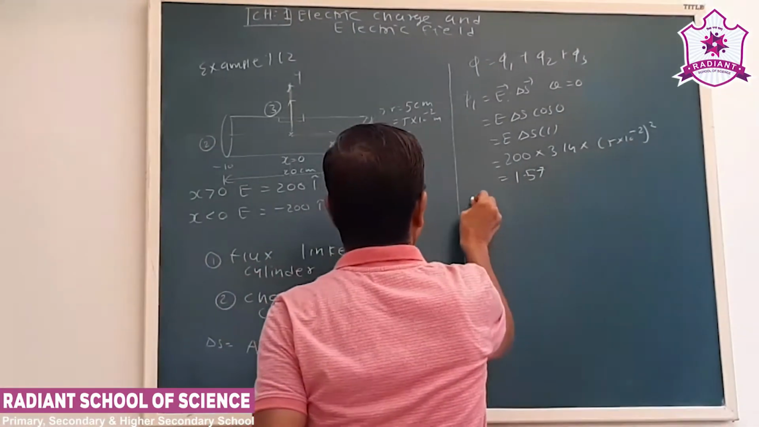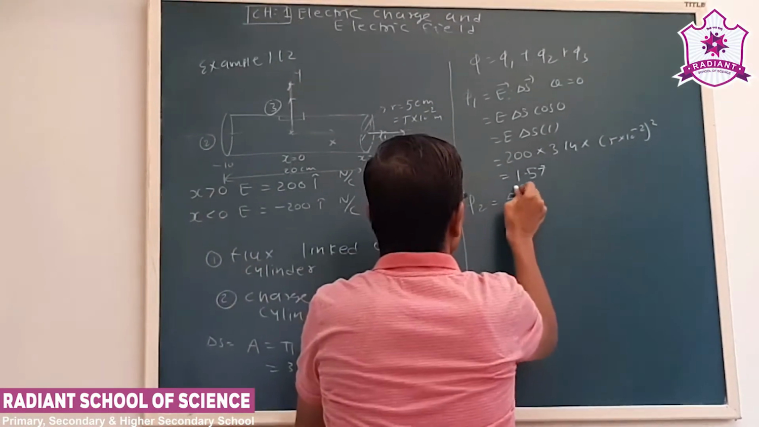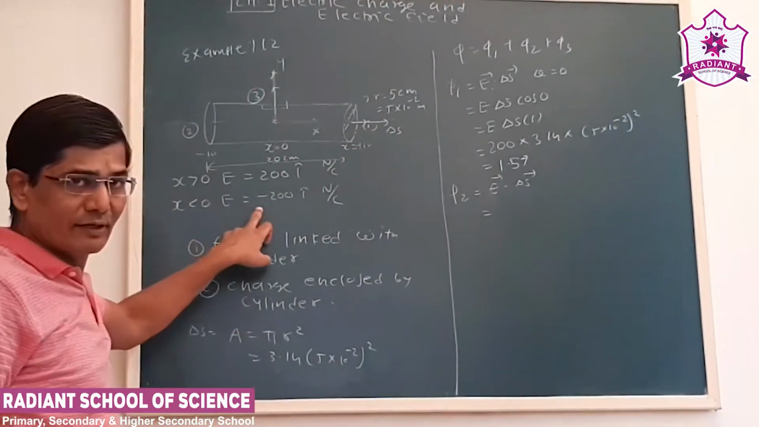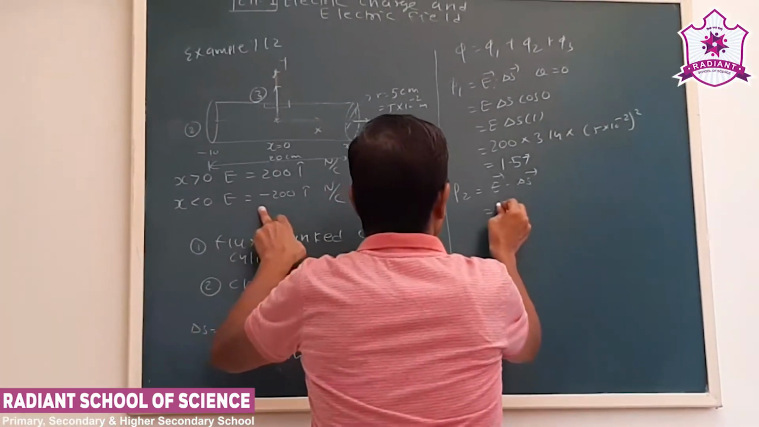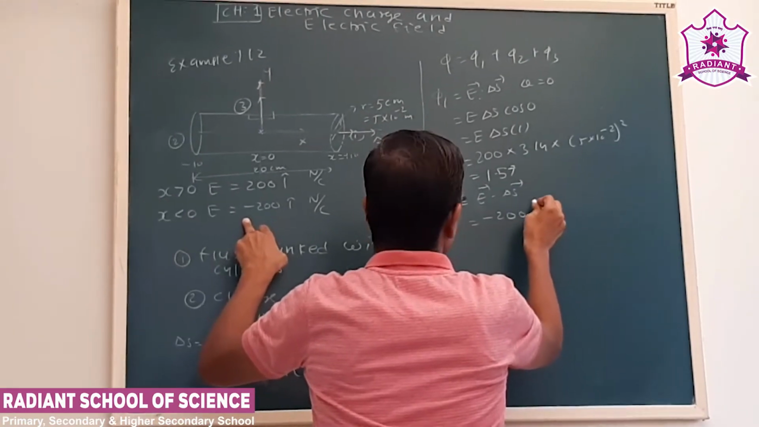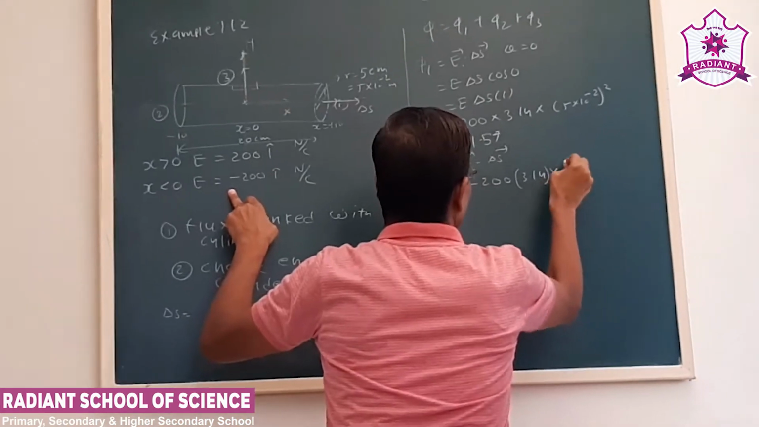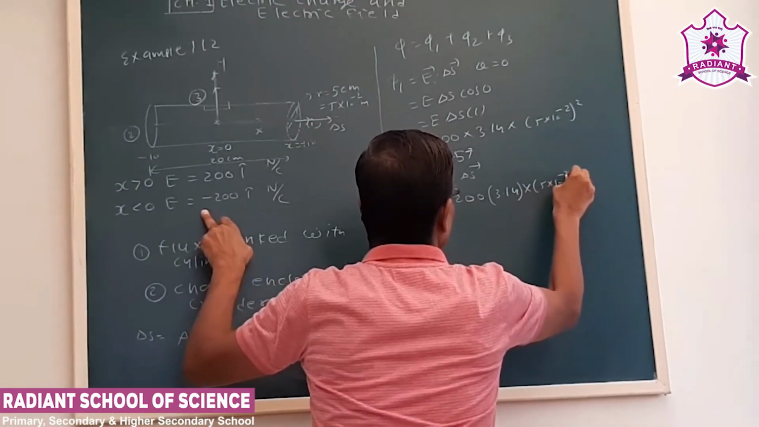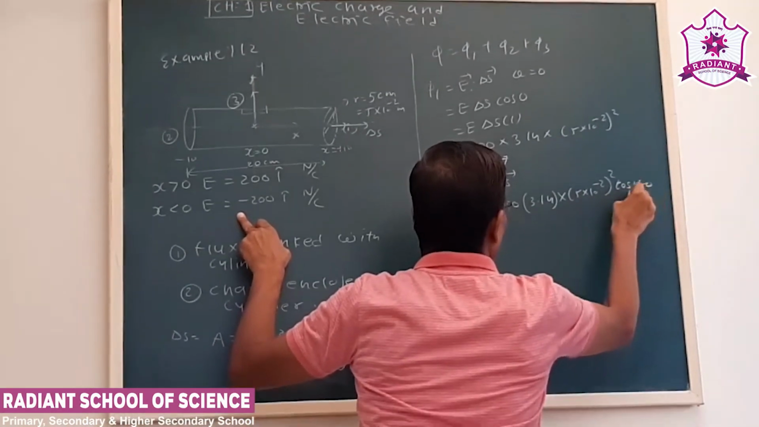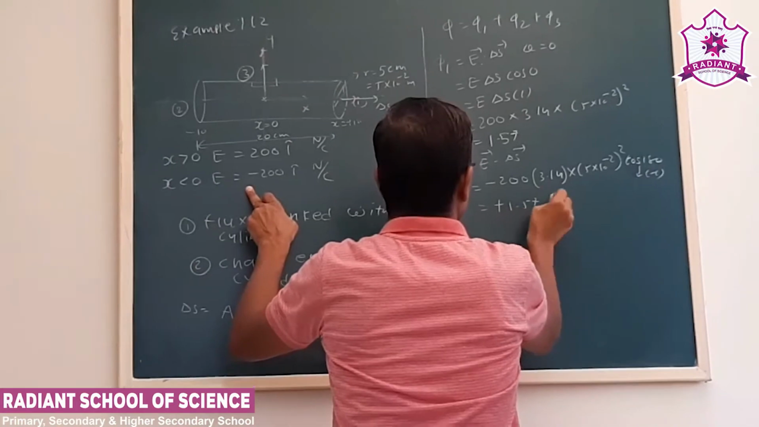Similarly, phi 2 is the flux in the left surface, that is E dot delta S. Now see here, the electric field also is negative, that will be minus 200. Delta S is 3.14 into 5 into 10 to minus 2 whole square, cos 180. Cos 180 is minus 1, so that will again make the value 1.57.